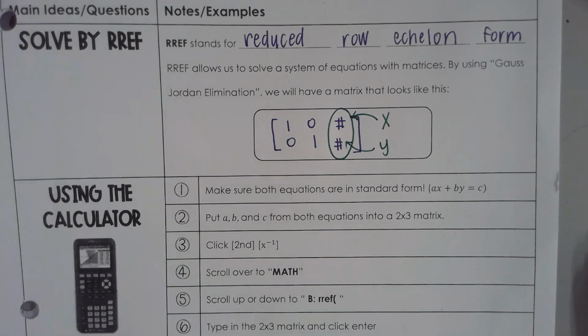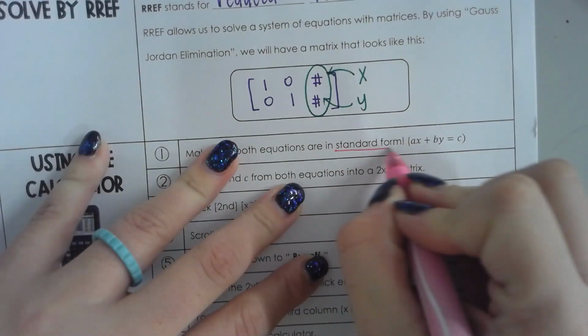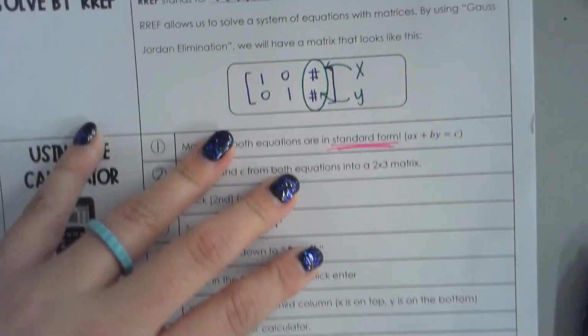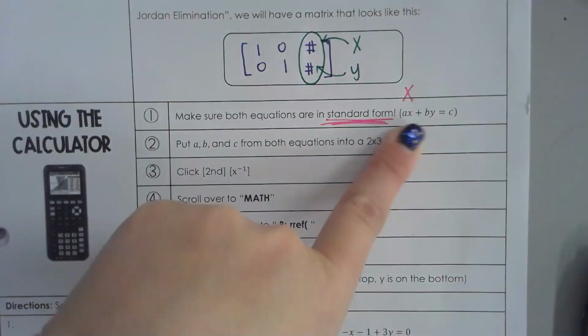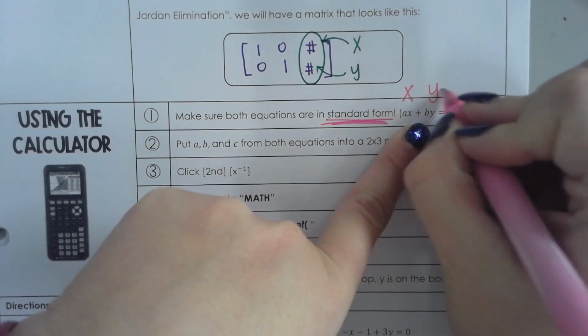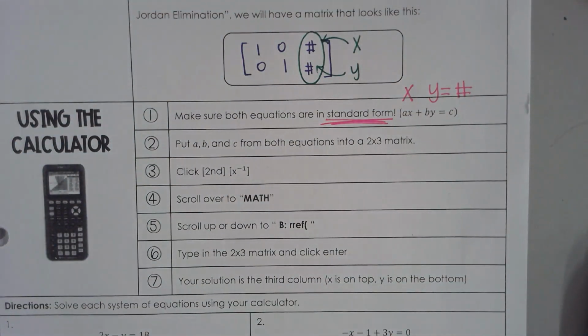And you make sure that you have the x first, then the y equals the number. Okay, it has to be in that order. The x has to be first. Plus or minus your y equals a number. Otherwise, you're not going to get the right answer. Okay.